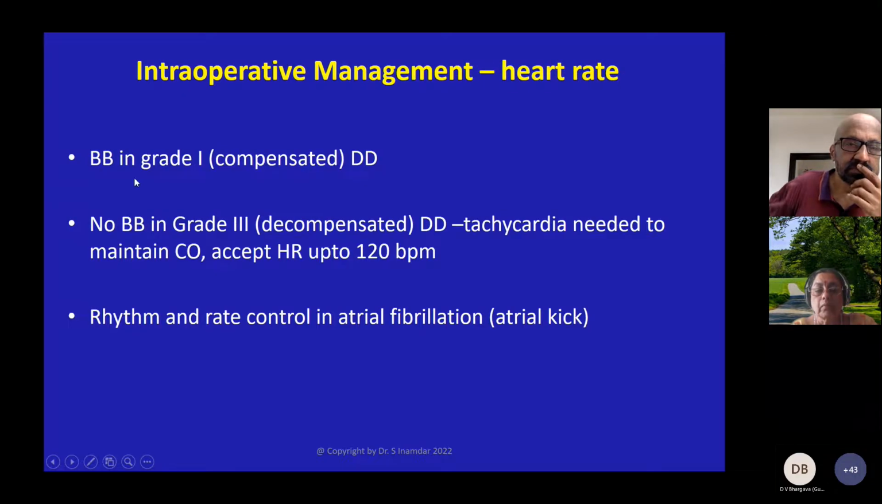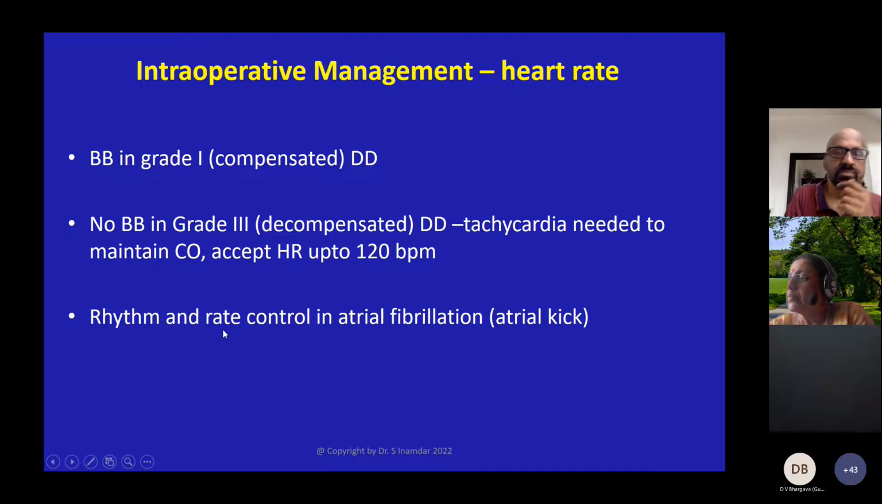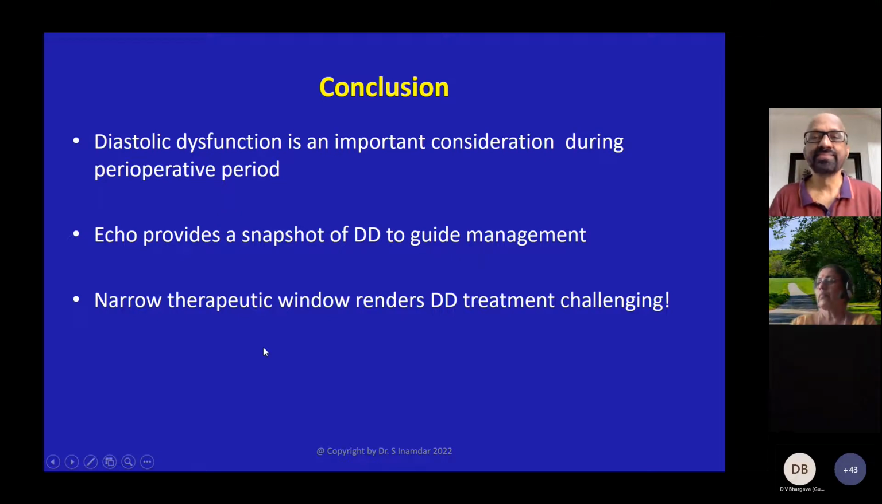As far as heart rate is concerned, I have explained how beta blockers can be given in grade 1, compensated, but no beta blockers in grade 3. Tachycardia is required to maintain cardiac output, accept heart rate up to 120. And rhythm and rate control if atrial fibrillation is there. So diastolic dysfunction is an important consideration during the perioperative period. Echo provides a snapshot of DD to guide management, and the narrow therapeutic window renders DD treatment challenging.